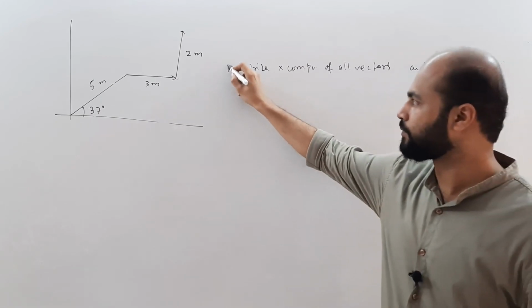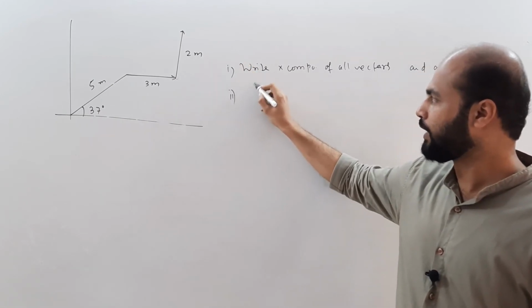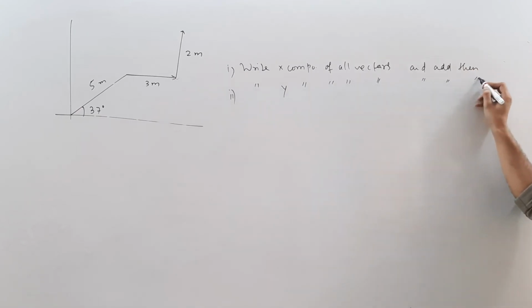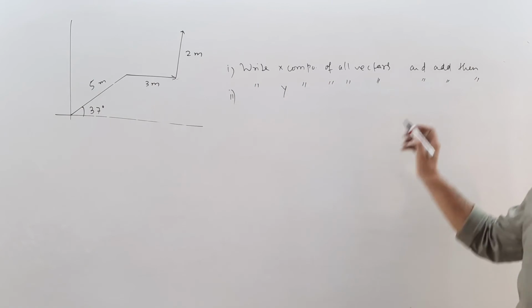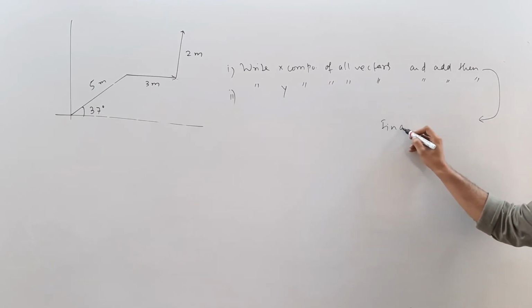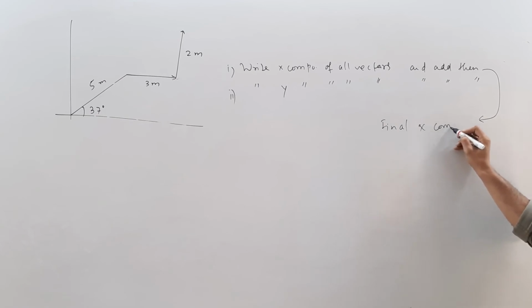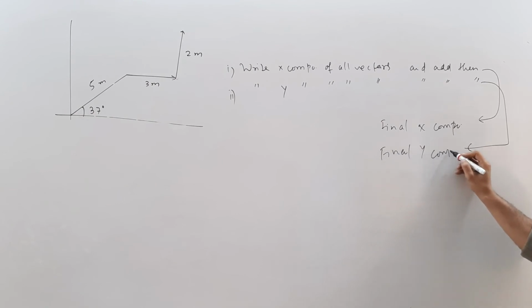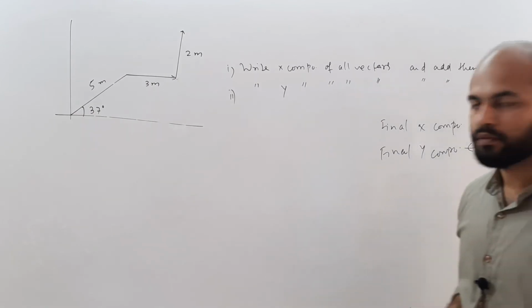This is the first thing. Similarly, we will write the y component of all vectors and add them. Out of this, we will get the final x component, and out of this, we will get the final y component. Let us try this.